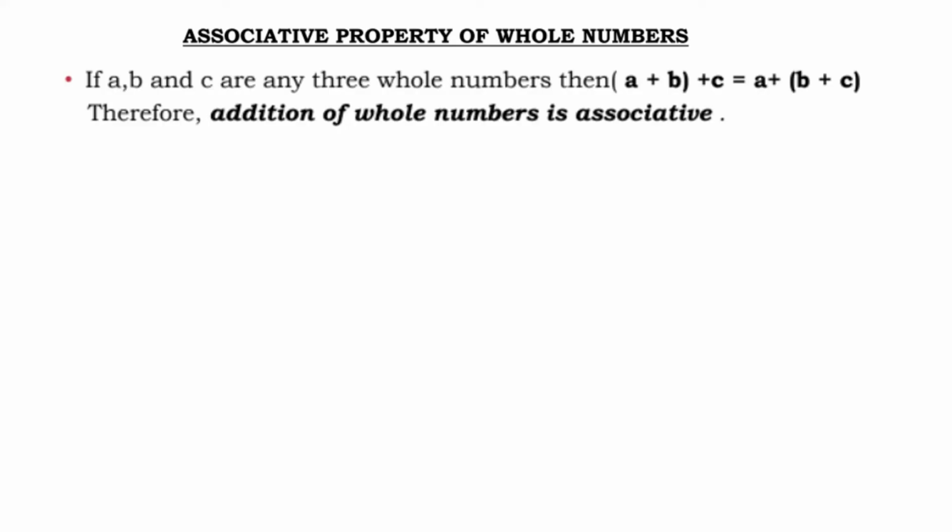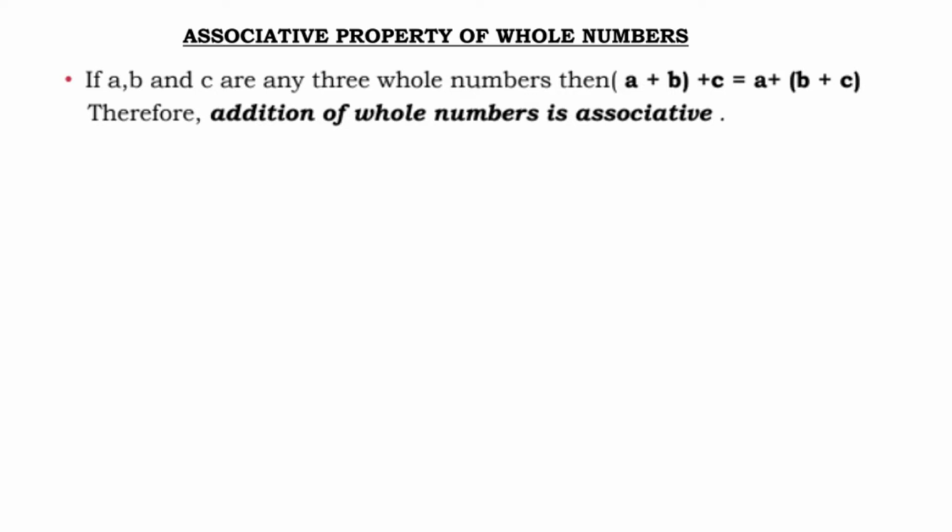Here we can see the associative property of whole numbers says that if A, B and C are any three whole numbers, then (A + B) + C, where A and B are grouped first, will be equal to A + (B + C), where B and C are grouped. Therefore, addition of whole numbers is associative. Let us understand this by an example. The associative property holds good for three or more numbers.